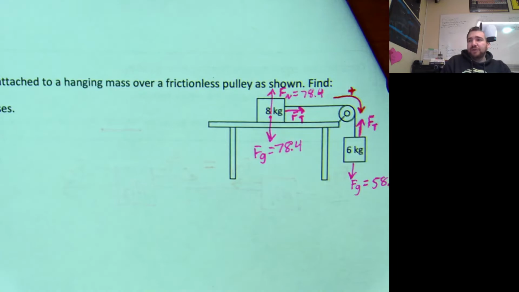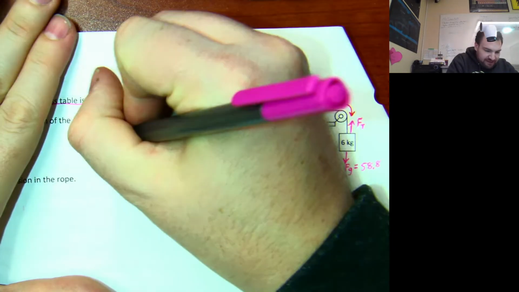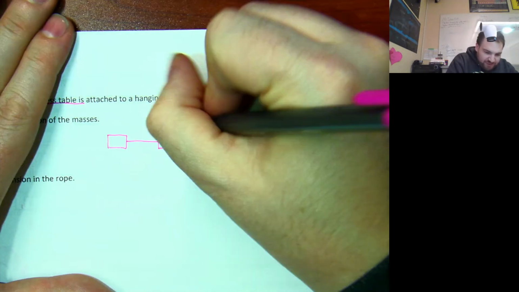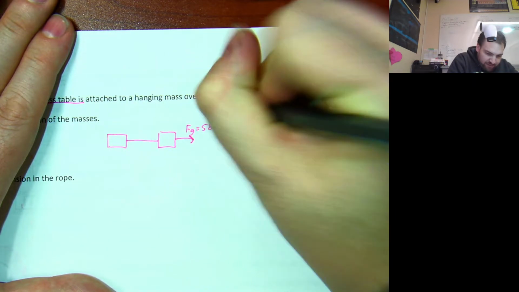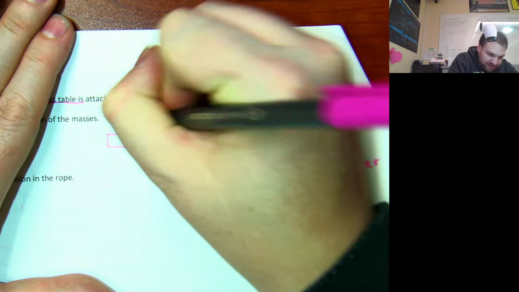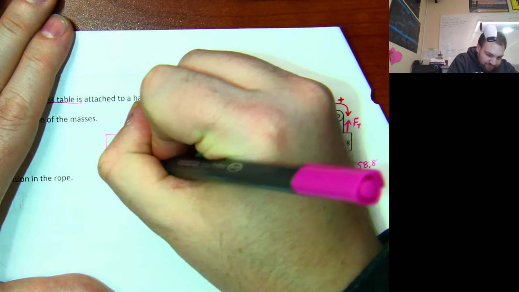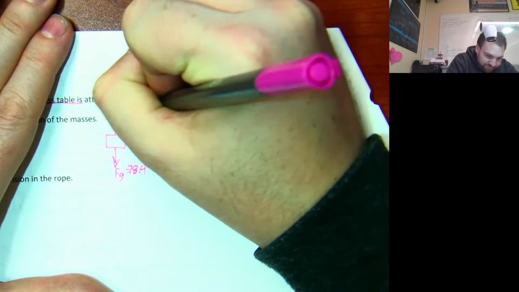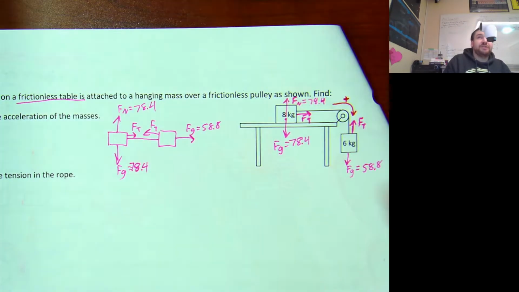So then what we can do is we can redraw this thing looking like this. In this case, we're going to have Fg equals 58.8. We're going to have an Ft. We're going to have an Ft. Then we're going to have an Fg downwards here of 78.4. We're going to have an FN here of 78.4. So then to find the acceleration of the masses, I'm just going to use F net equals ma.